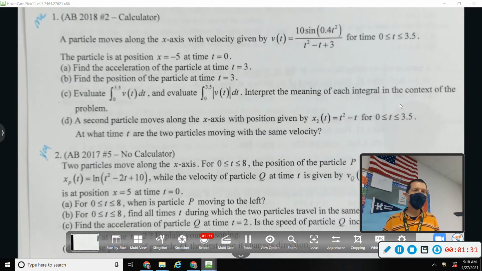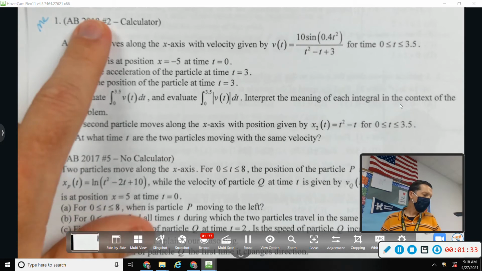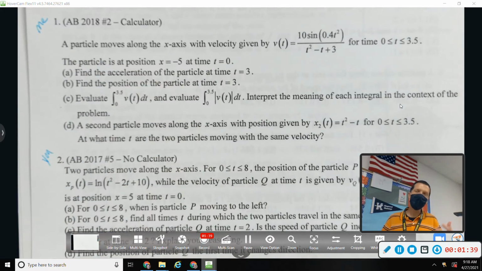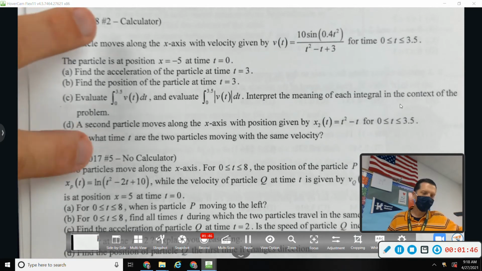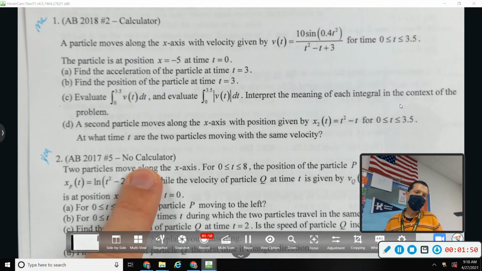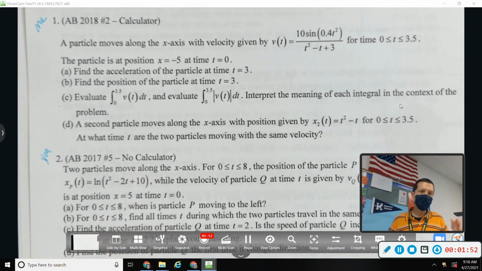If you look at the 2 examples, one's from 2018, one's from 2017. So these are fairly common. And again, there's tons more. I'm not going to give you every single AP problem ever released. But this illustrates that they're pretty common. And they can be calculator or no calculator, just depending on how AP wants to test it that particular year.